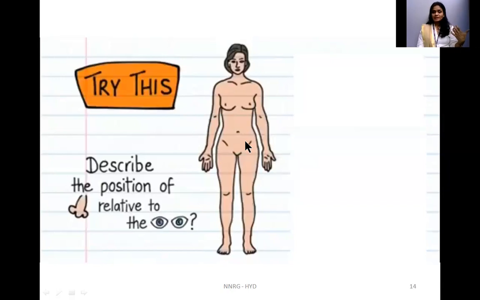And as we have discussed all these things, anterior, posterior, medial, lateral, superior, inferior, take all those terms and describe. This is just for you to try. Describe the position of nose relative to eyes. Nose relative to eye. You just mention in the comment box, how do you describe this position of nose compared to eyes, using the anatomical terms which we discussed just now. Just mention it in the comment section, and I'll give you the answer at the end of this video.